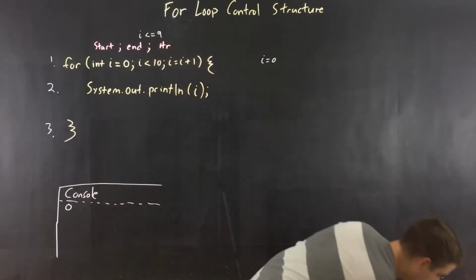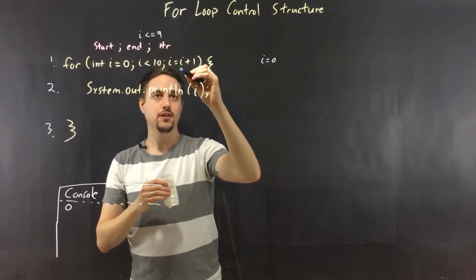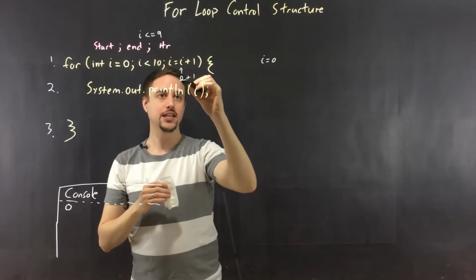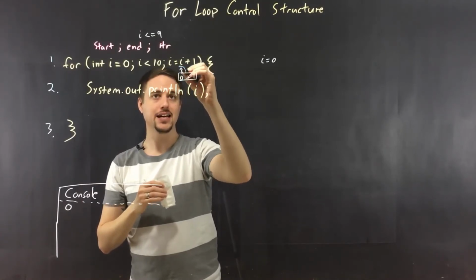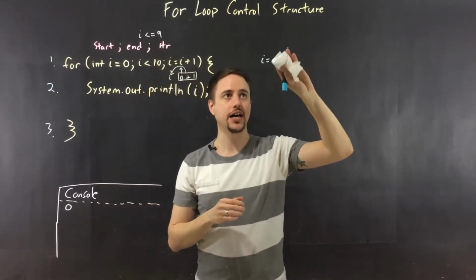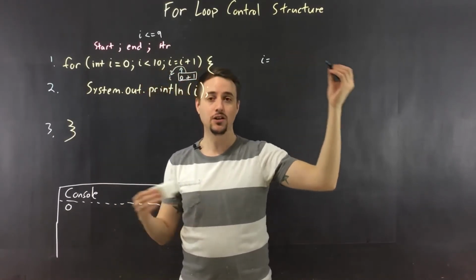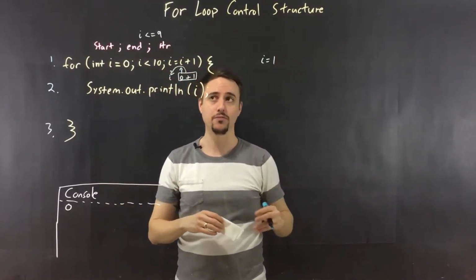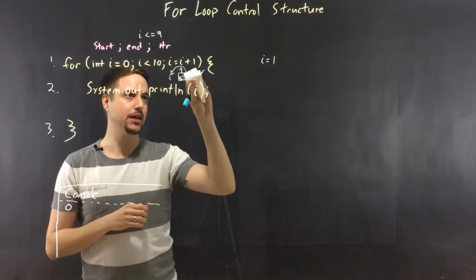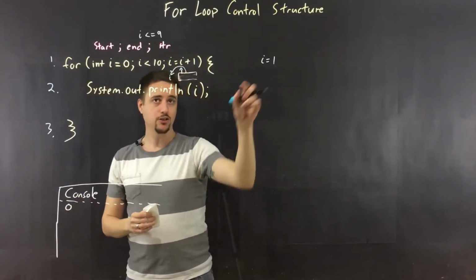Since i is 0 at this point, it's going to do 0 plus 1, and it's going to take the value of 0 plus 1 and assign it back into the value of i. So in other words, i is no longer 0. It's going to assign i to be something different. What is 0 plus 1? 1. Okay, so now let me get rid of, well, it's going to be kind of messy. Let me see if I can do that. Cool. So now i equals 1.